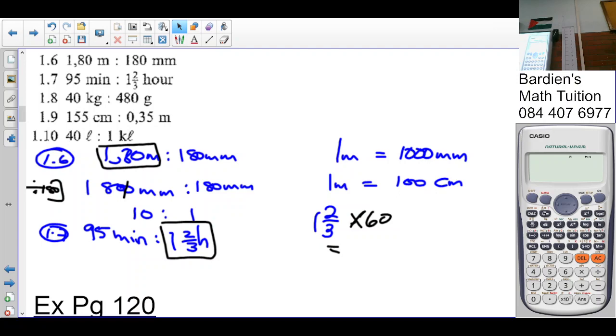Got 100? Nice. Okay, so there are two ways I can do this. I can either convert this to an improper fraction, which is 5/3, and then 5/3 times 60. That's 100. Or, you see there's a mixed fraction here. We can punch a mixed fraction into the calculator. So we first press shift and the fraction button.